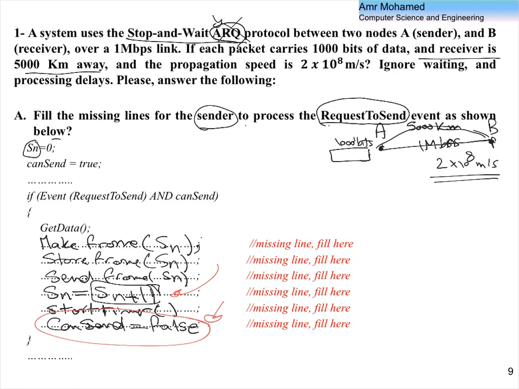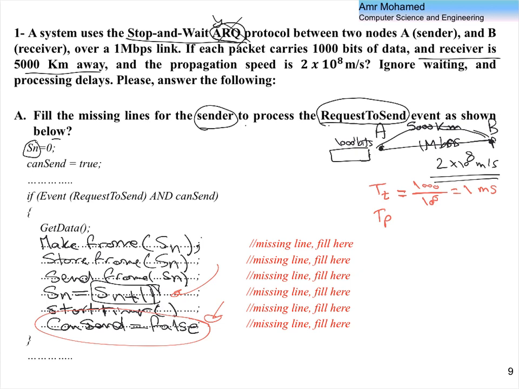So this is the first part of the question. For the second part, we need to calculate two things, the transmission delay and the propagation delay. The transmission delay here is actually the length of the frame, which is 1,000 bits, divided by the bandwidth, which is 1 megabit per second. So this is simply 1 millisecond.